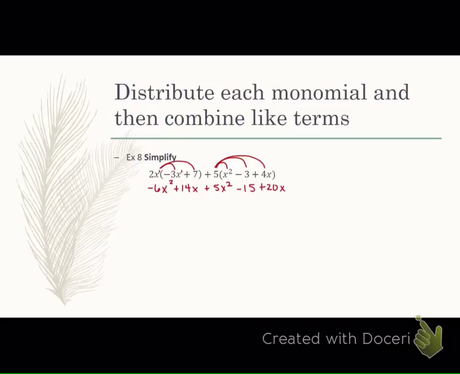Okay, so what terms are like, Hunter? X squared and x squared. So x squareds and x squareds are like terms. What are the other like terms we have here, guys? The not x squared. So the x is the 14 and the 20. And then this one is all by itself.